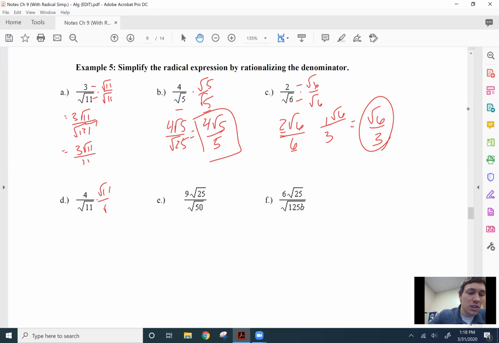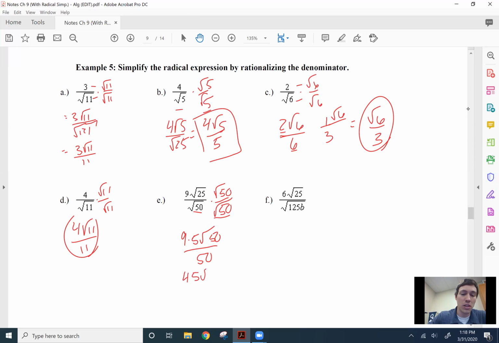Do the same thing here. So I get 4 root 11 all over 11. Done. Now this one's going to be a little bit more work. Square root of 50 over square root of 50. Now 9 times square root of 25, I'm going to go ahead and simplify that. Square root of 25 is just 5. So I get 9 times 5 times square root of 50 all over square root of 50 times square root of 50 is 50. So 9 times 5 is 45, square root of 50 all over 50.